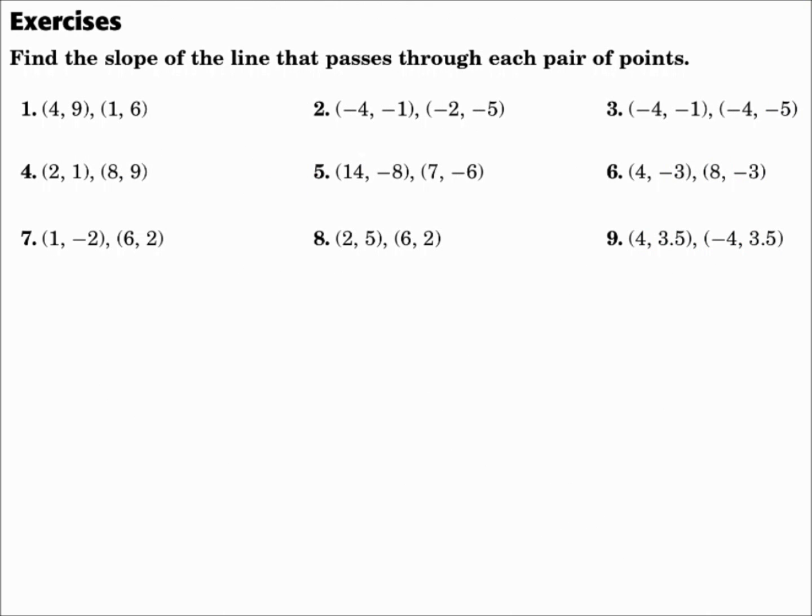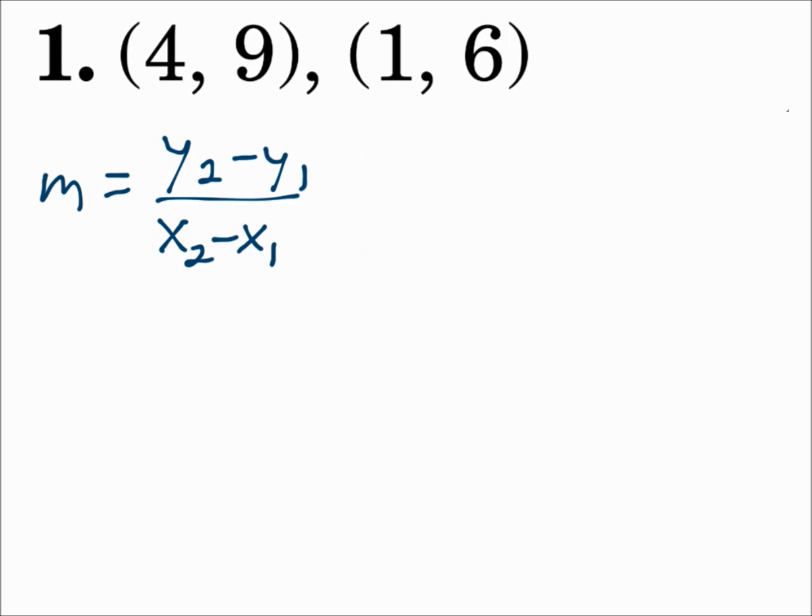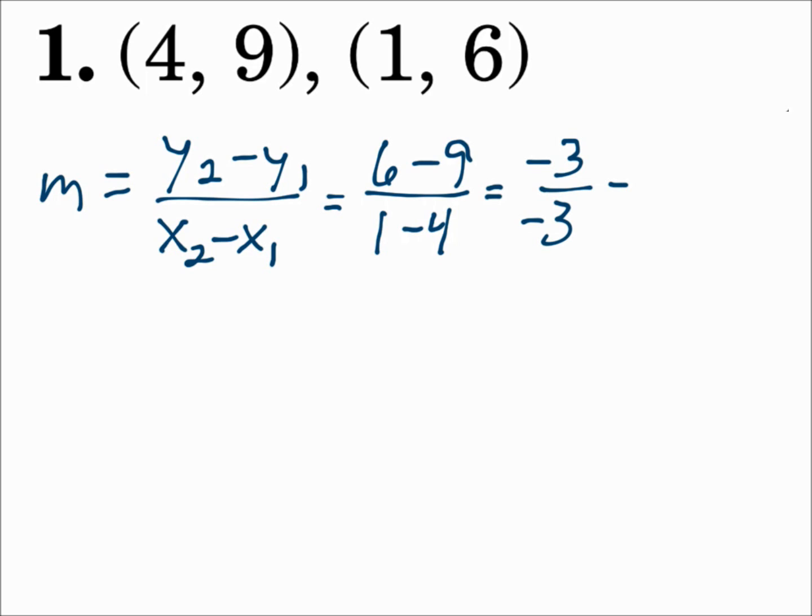Find the slope of the line that passes through each pair of points. Number 1, 4, 9, and 1, 6. Use the slope formula. y2 is 6, y1 is 9, x2 is 1, x1 is 4. That's negative 3 divided by negative 3, which is 1. Use the slope formula, substitute your values in, and simplify it.